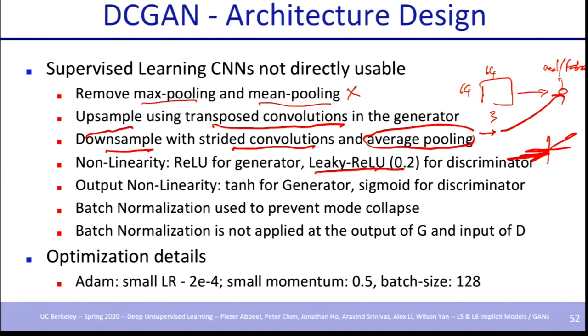And like I said, there is a tanh for the generator, and the discriminator is a binary classifier, so you use a sigmoid output at the end. So those are the output nonlinearities. And most importantly, in DCGAN, batch normalization is used for preventing mode collapse. This is not a principled solution by any means. It's an architectural solution. But it was crucial not to apply it at the output of the generator or the input of the discriminator. And this is not a random choice.